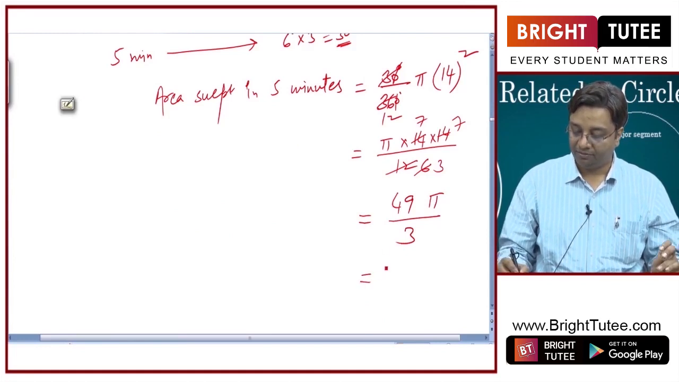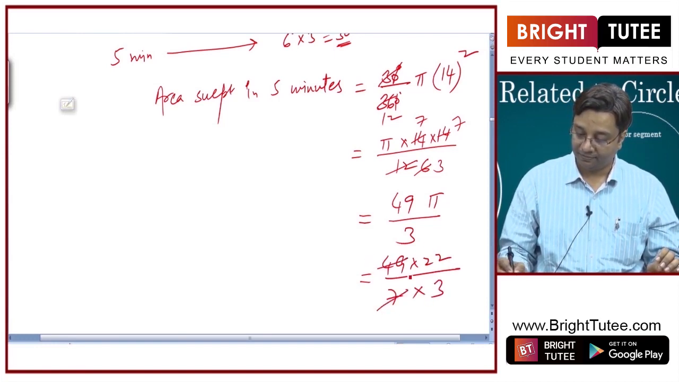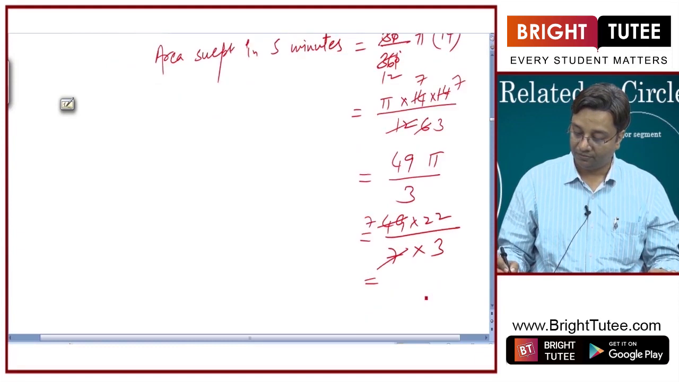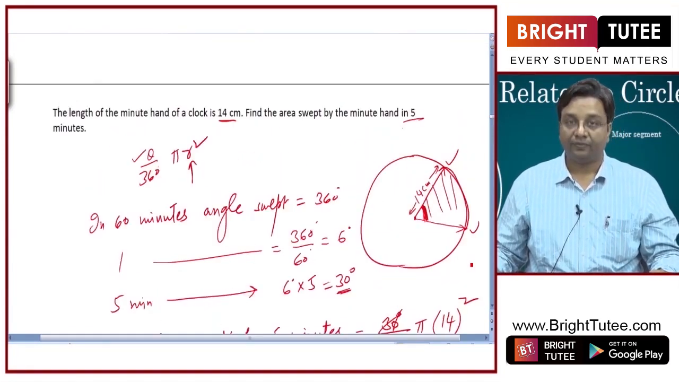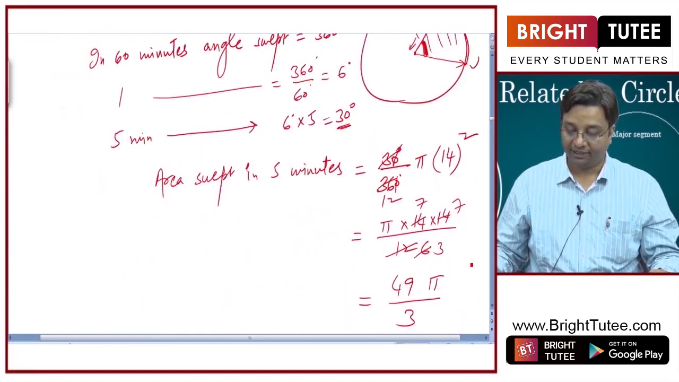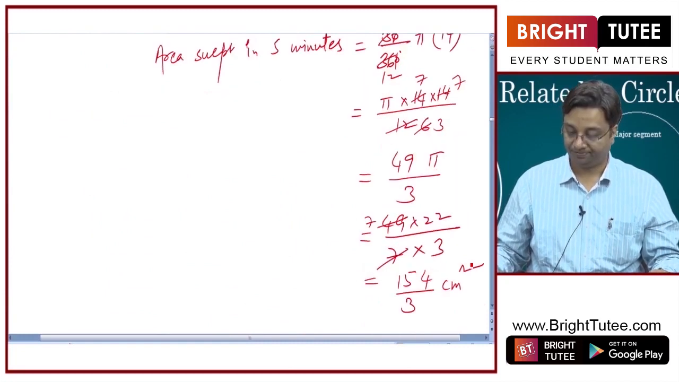This is pretty simple calculation also. 49 you can write it as 22 by 7. So 3 here, 7 will get cancelled here, right? So it is equal to 154 by 3 and the unit is centimeter square. Okay. So this is the area swept in 5 minutes.